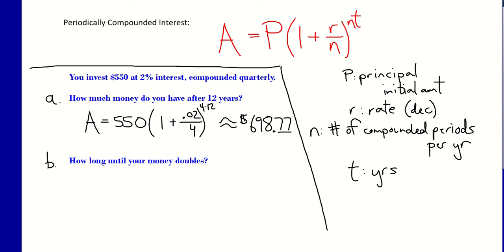Now, no bank currently is going to give you 2% interest, but it's nice that all you have to do is keep money in the bank, and then you get money just for keeping your money in the bank. For part B, how long until your money doubles? Well, 2 times 550 would be 1,100. So my end amount would need to be $1,100. And so I set that equal to 550 times 1 plus 0.02 over 4 to the 4 times t, but I don't know t. So I'm going to leave that as a variable.